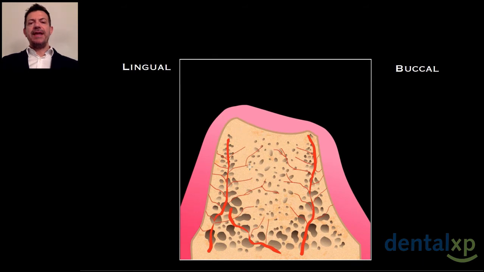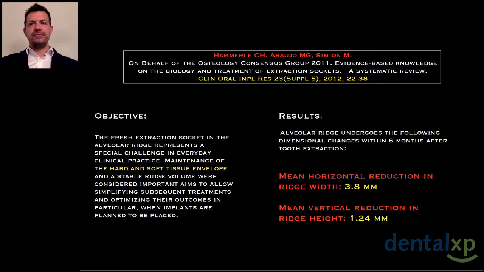At the end of the healing, the bundle bone will be completely resorbed. The former alveolus will be filled with new bone. So from the qualitative point of view, we could be satisfied. But from the volume point of view, we can see that we have a remodeling of the ridge, both in the horizontal and vertical dimension.